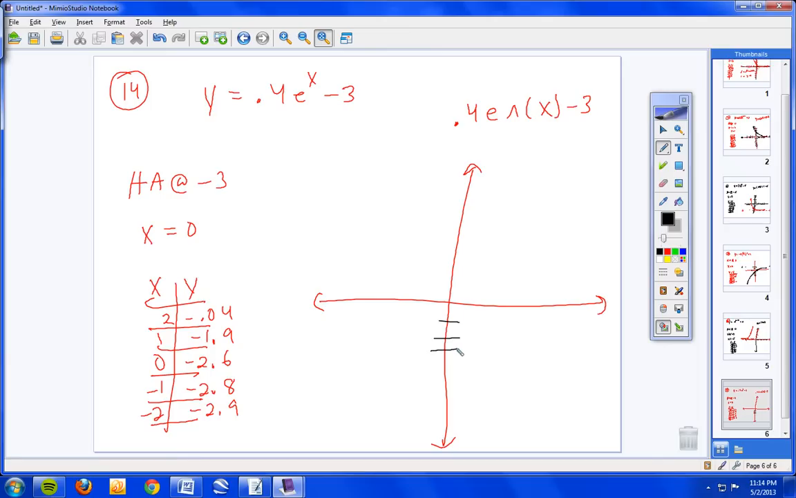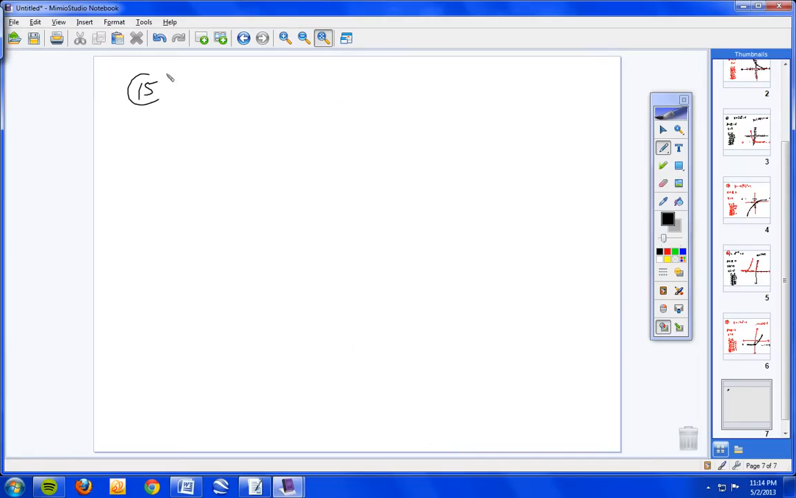Okay, horizontal asymptote at negative 3. So there's my dotted horizontal asymptote. And 2 would be at negative 0.04. 1 would be at negative 1.9. 0 at negative 2.6. And then negative 1 is getting closer. Negative 2 is getting closer, but your points would look like that. And you can pretty much sketch or guess the rest of the graph. Here we go.